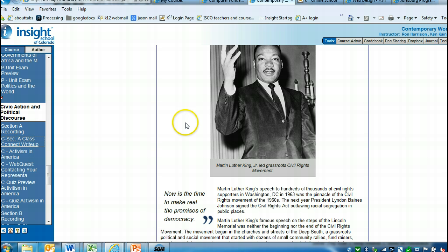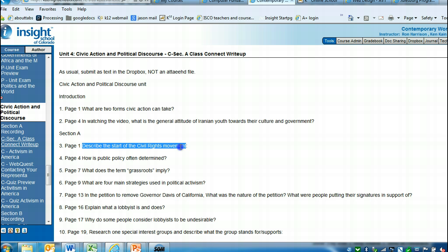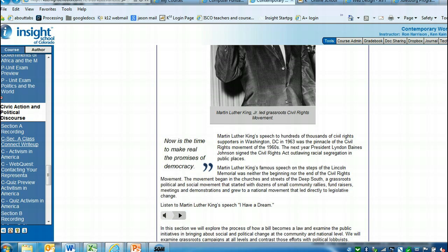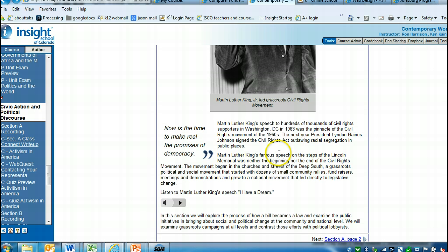Let's look at the class connect write-up and describe the start of the civil rights movement. So if we think about the civil rights movement, people always think about Martin Luther King as the father of civil rights. Well, he really wasn't even the father of it. He was a leader of it, that's for sure. But the movement began in churches and streets in the Deep South, meaning Georgia, Alabama, Mississippi, Louisiana, etc.